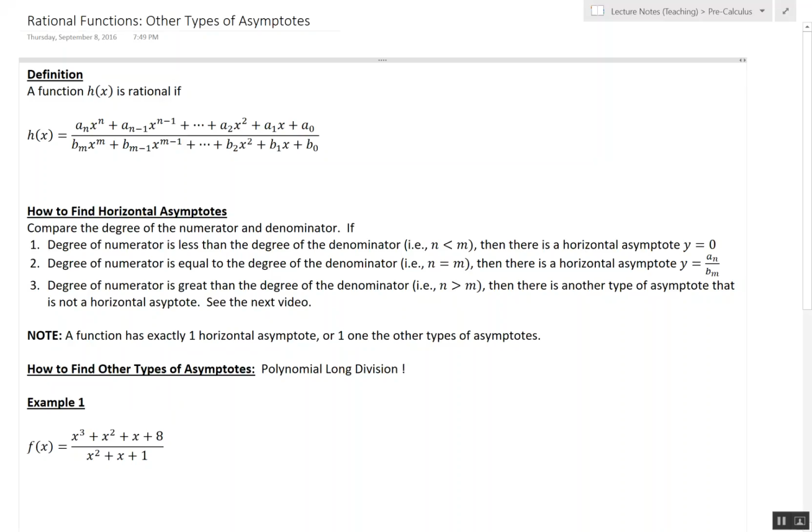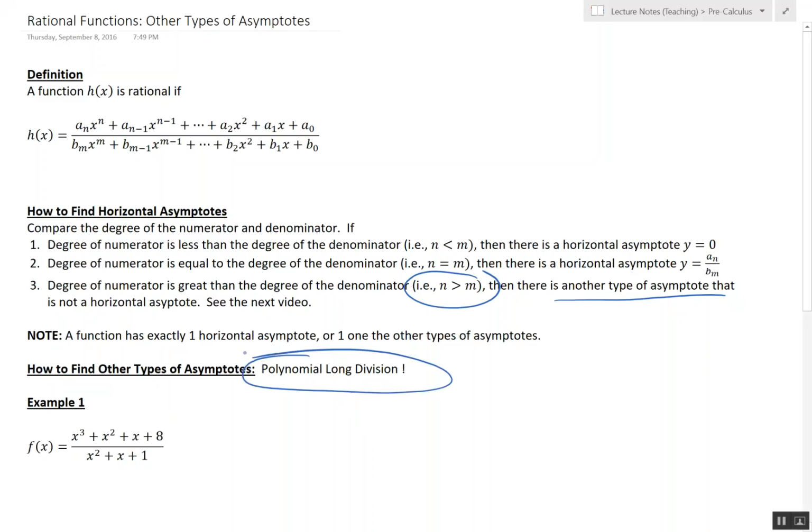Hi everybody. Welcome back. We are again talking about rational functions and asymptotes, and now we are going to talk about this other type. So basically, how you find these other types. This other type only occurs when the degree of the numerator is higher than the degree of the denominator. And to find this other type of asymptote, unfortunately, polynomial long division is required.